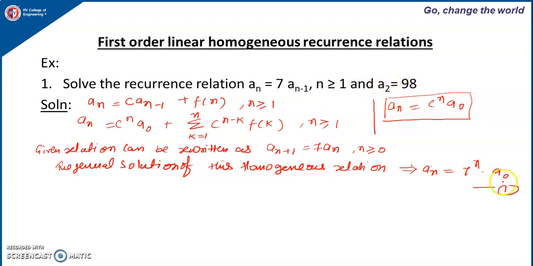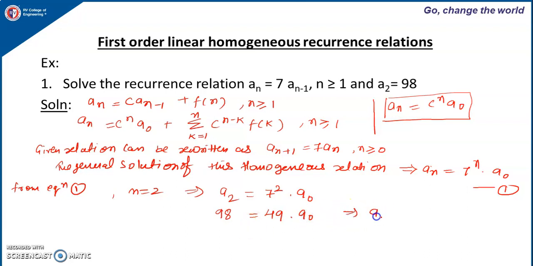Now we know the value of a2, right? We want the value of a0, we have a2. So from equation 1, if I substitute n is equal to 2, a2 is equal to 7 power 2 into a0, and a2 is given as 98. 7 square is equal to 49, so a0 is equal to 98 by 49, so that is 2.